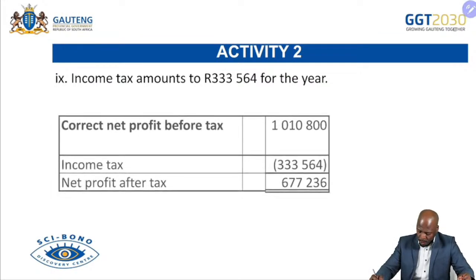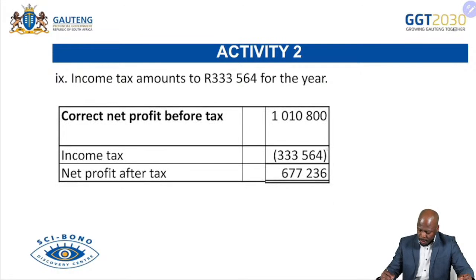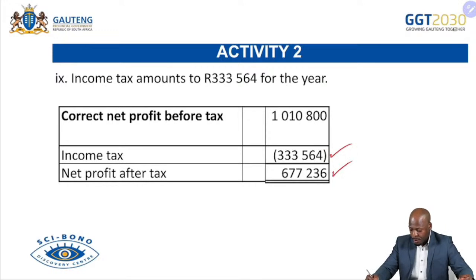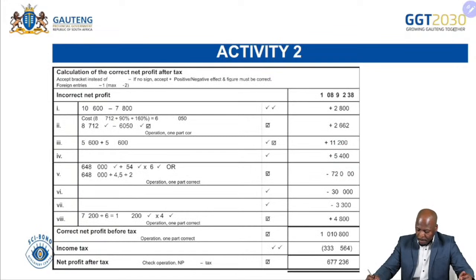Let's see how we record that. Here is income tax, 333,564, and then our net profit after tax becomes 677,236, and then eventually we come up with the final activity. There is the solution for your activity number 2. I want us to quickly move on to activity number 3.